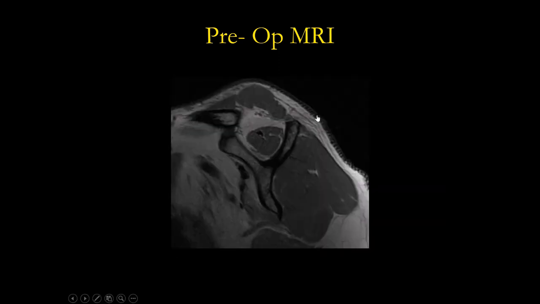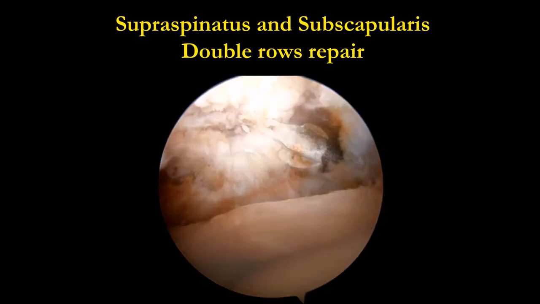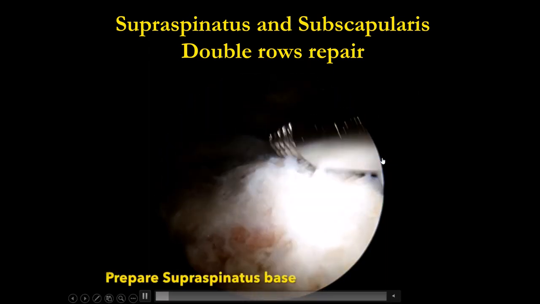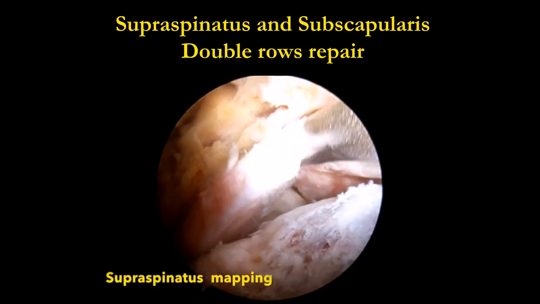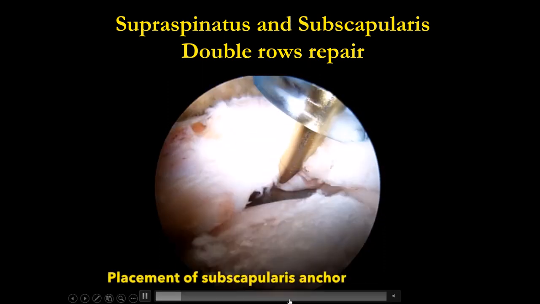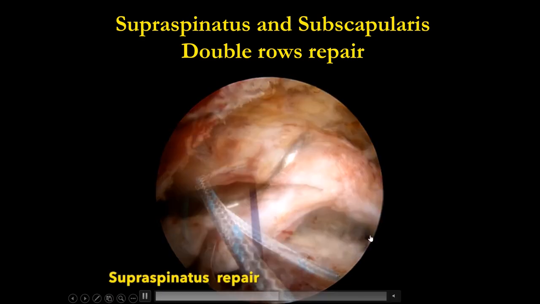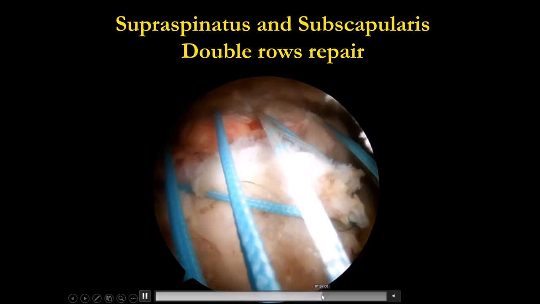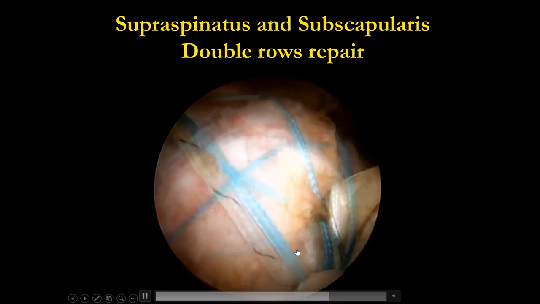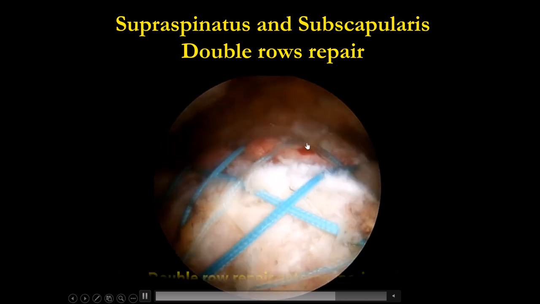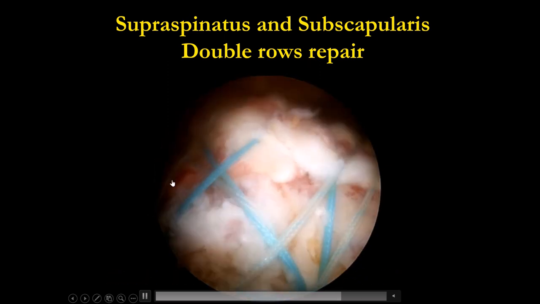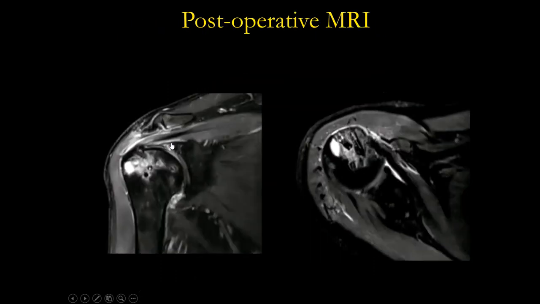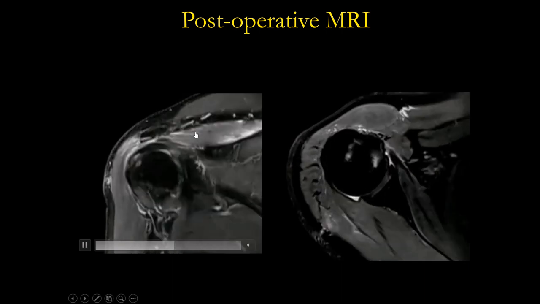This is another patient, the same, with a supraspinatus and subscapularis tear. This is the tendon that's torn. So we fix the tendon back to the tuberosity. Like that, repair. See, it's a severe tear, and we fixed it back to the bone. So now the tendon was reduced back to the bone. Good. And on post-op MRI, the tendon healed nicely.